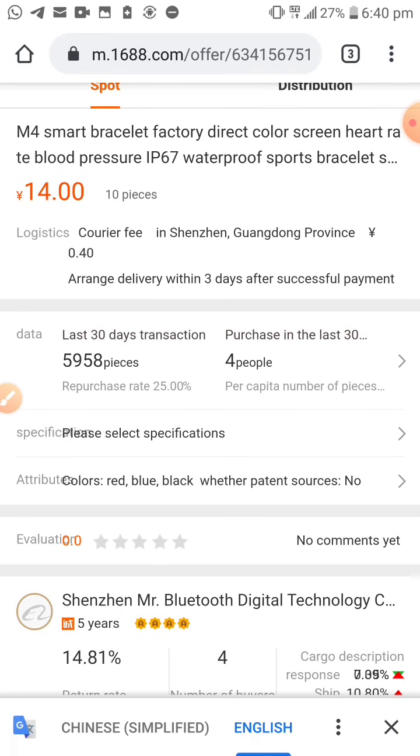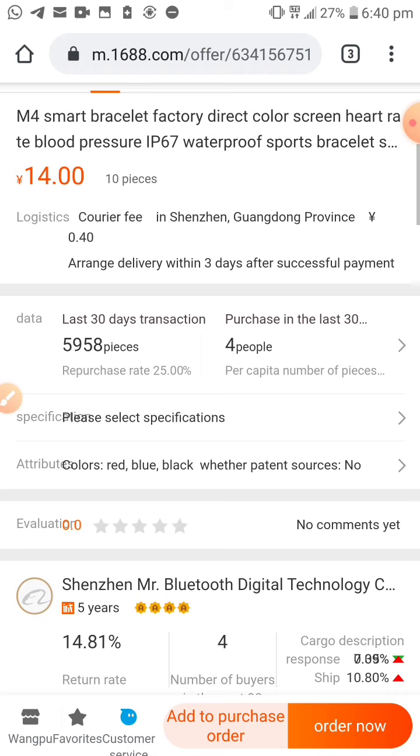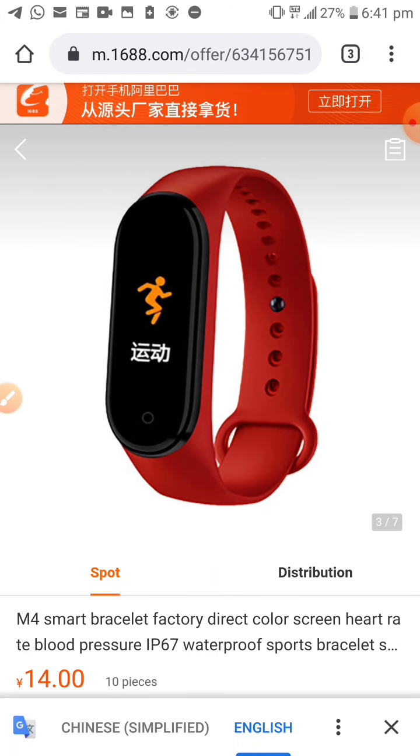You can see in the last 30 days this supplier has sold 5,958 pieces of this product. So is that a good number or not? Most people don't sell 5,000 pieces of products in a whole year. I'm just kidding. Alright, so this is a 14 yuan product. 80 times 20 is, let's say, 1,600 or so. And guess how much you're selling this product on the market? 15,000, 20,000, 25,000. You see in some places 10,000.